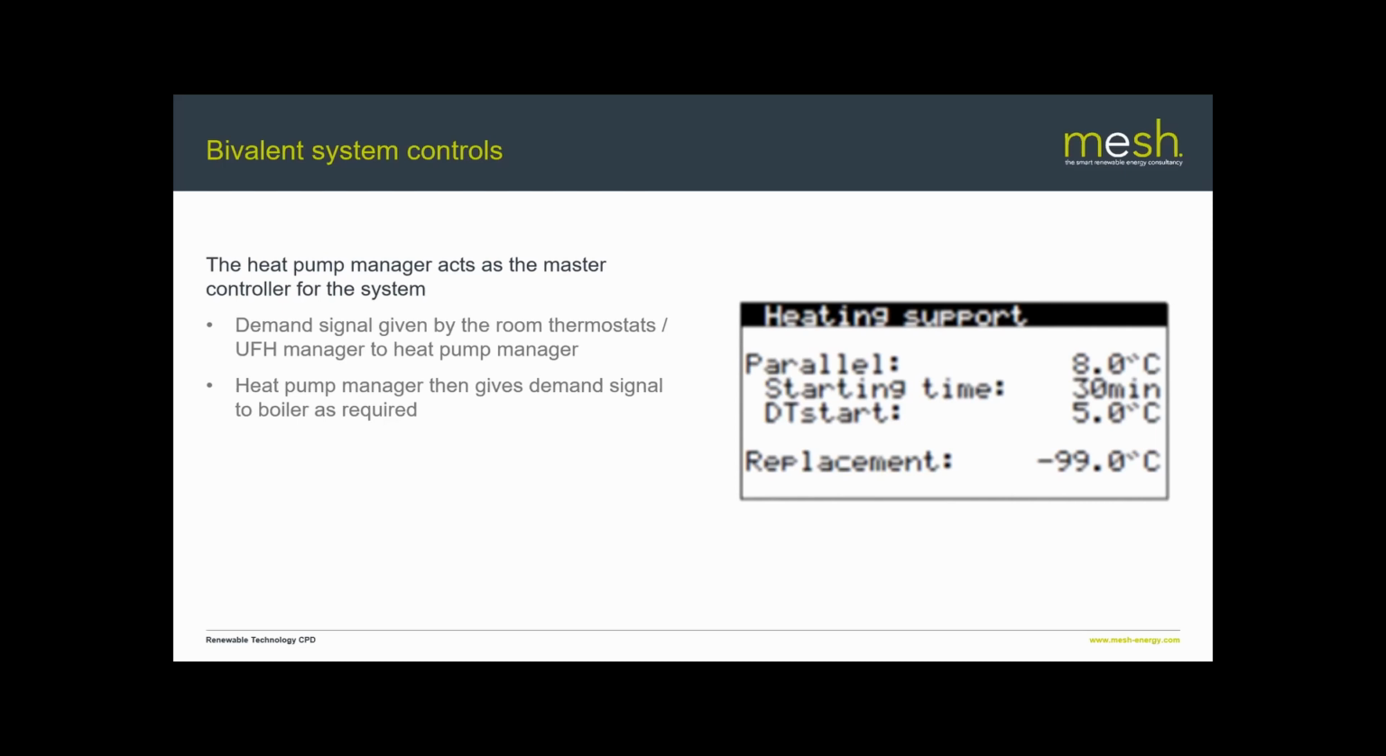But if it was an air source heat pump, then maybe the most economic way of running it would be to increase that replacement temperature up to somewhere around -2 or something, and you'd have to do the sums for your particular boiler, your particular heat pump, your particular heating system.